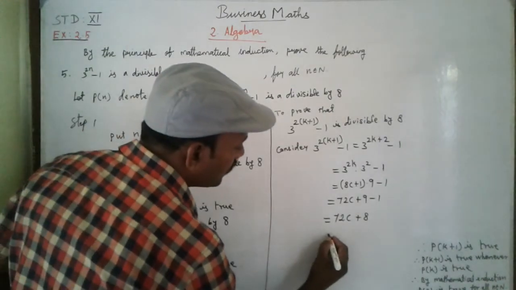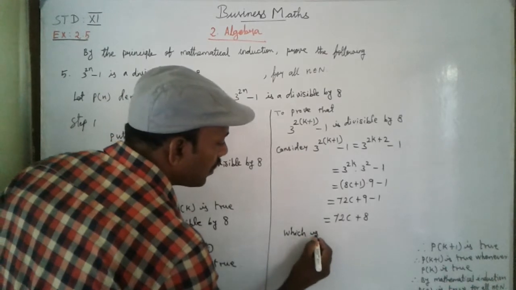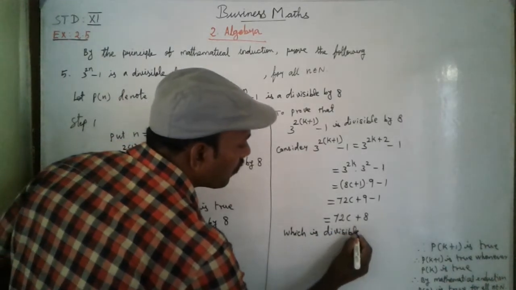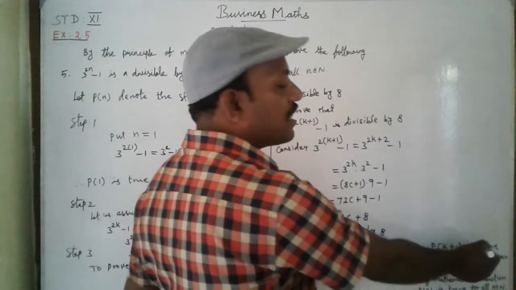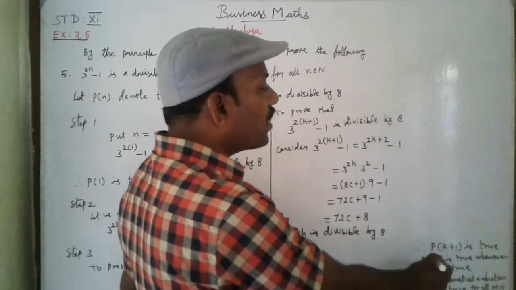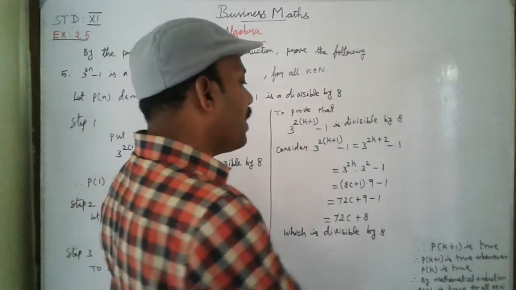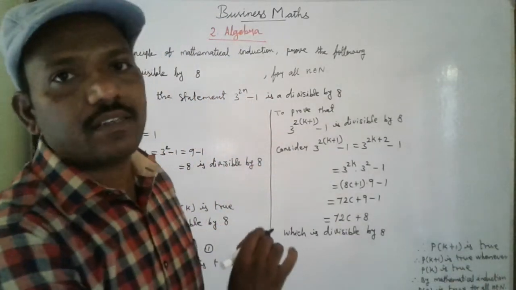Therefore, this is divisible by 8. Therefore, P of k plus 1 is true whenever P of k is true. By mathematical induction, P of n is true for all n belongs to N. That's all.